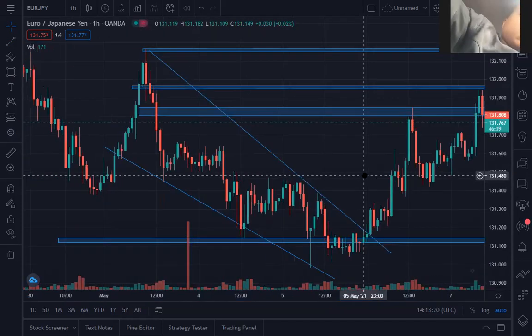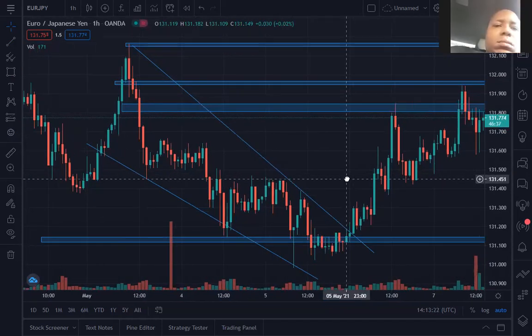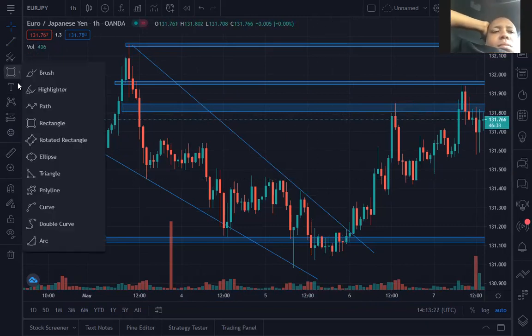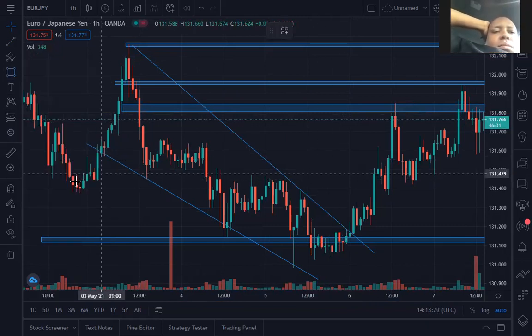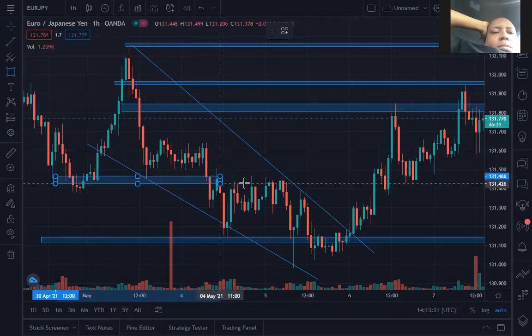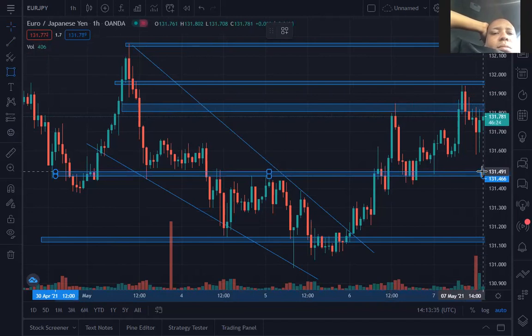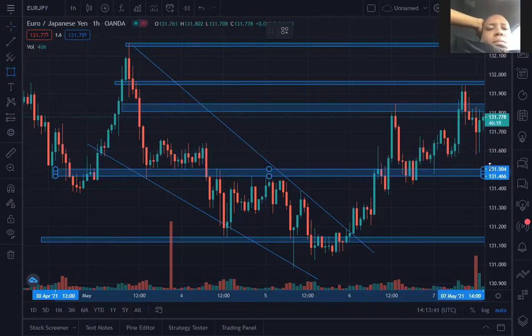So we have only mapped out one support zone. The second support zone I can see here is around this zone, because I can see that the market has been bouncing to the upside once it hits this zone. So that is our next support zone.